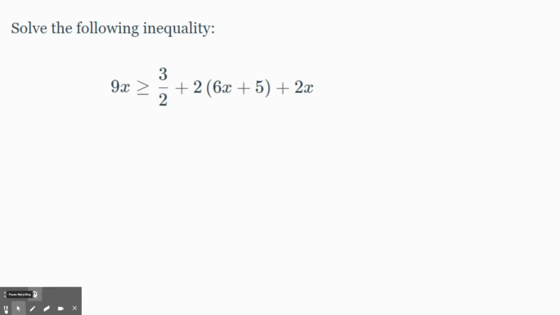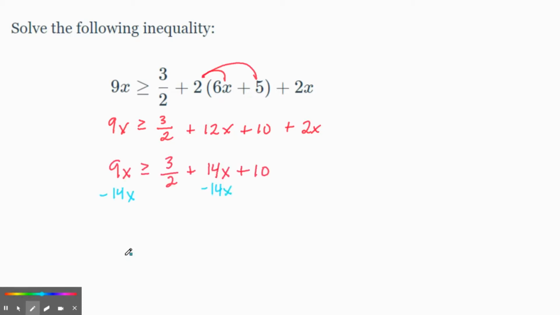All right, how about a more challenging one? Notice we're going to have to do some distributing here, and there's that 3/2. Now, we can save the multiplying by 2 until after we distribute, or you can do it in the very beginning. I'm going to wait, though. So step number 1, I'm going to distribute. Now I'm going to combine the 12x and the 2x on the right-hand side of the inequality. Now I'm going to subtract 14x from both sides. You could subtract 9x, but I'm going to keep the x on the left-hand side of the inequality.